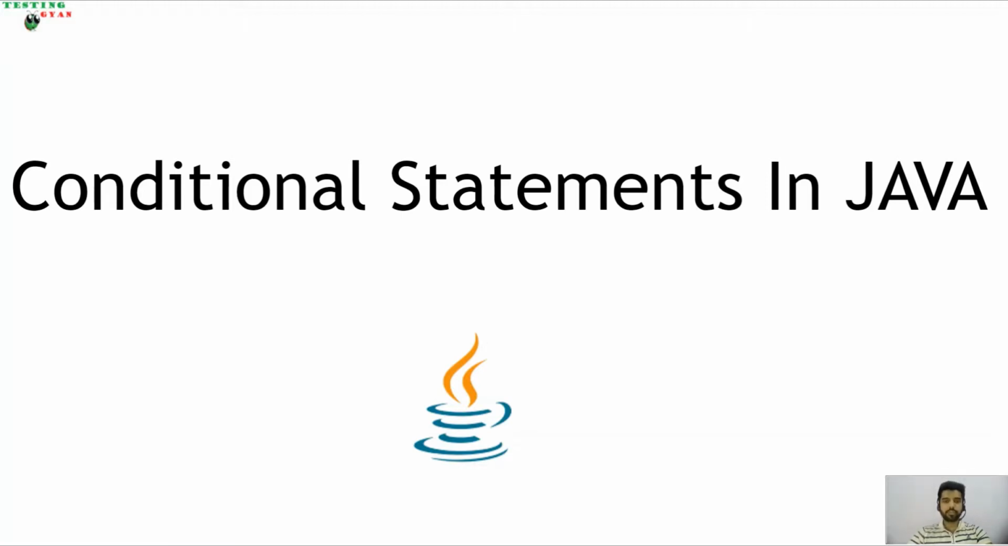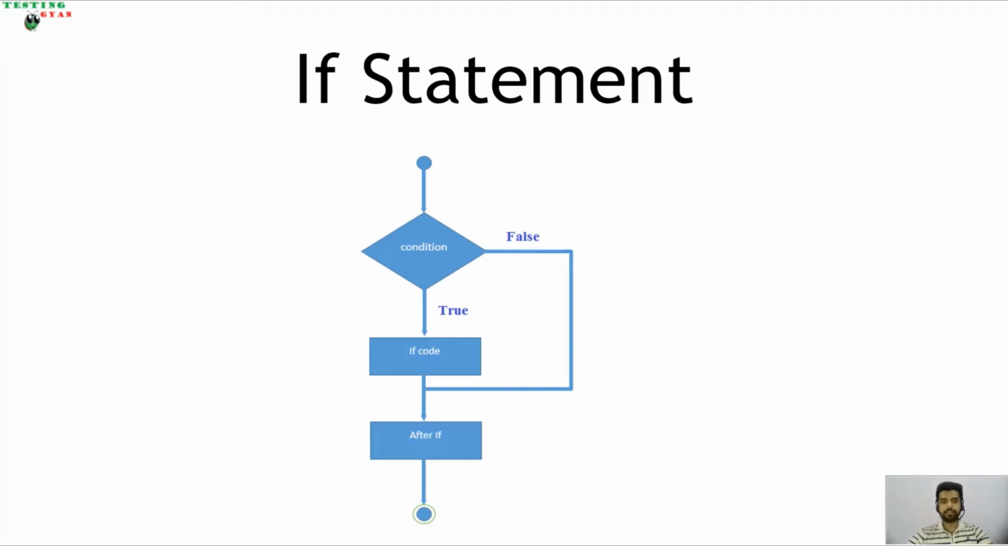So the first conditional statement in Java is if. Now let's understand about if with the flowchart. This statement will be executed based on condition. If your condition is true, then only the code inside your if block will be executed. If the condition is false, it will skip the code which is written inside your if block. So let's understand it with the Eclipse.